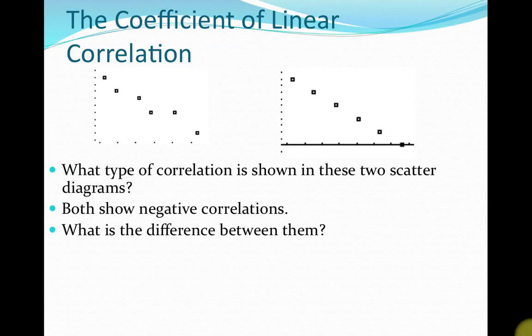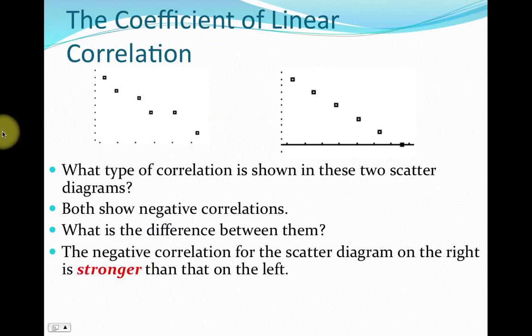Okay, so when you look at the one on the left, you see it's not as perfect as the one on the right. The scatter diagram on the right is creating a perfectly straight line among the points. The graph on the left is clearly negative correlation. It definitely is. But notice that there are some points that are not in line, and so it's not creating a perfectly straight negative correlation. The negative correlation for the scatter diagram on the right is stronger than that on the left.